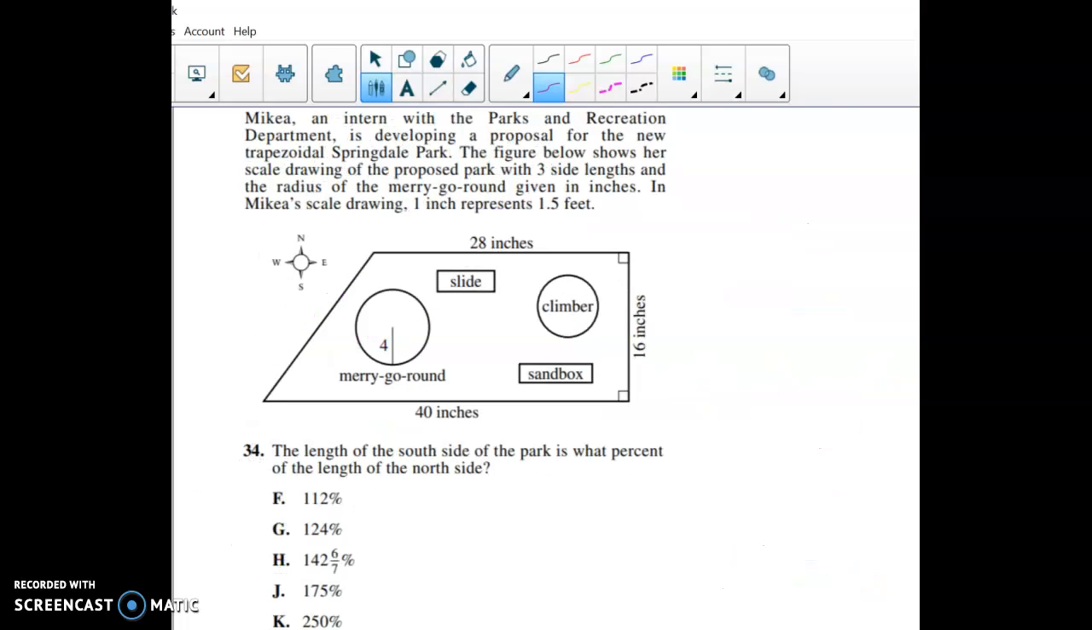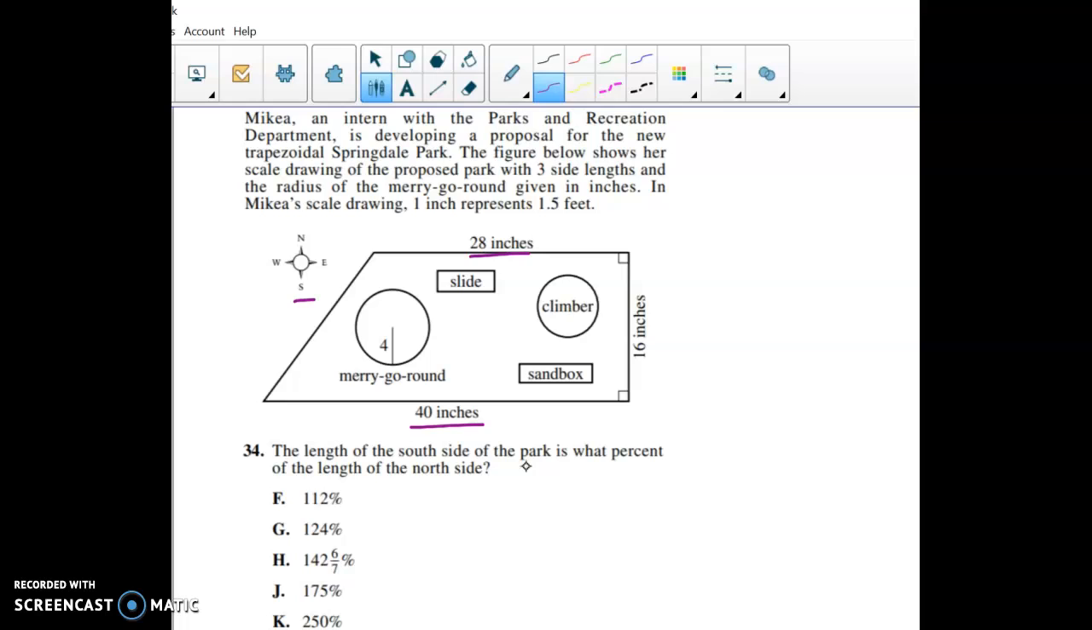Okay, one more kind of a different question here. I've always got to read and interpret it. So it says the length of the south side of the park, so that would be down here, that'd be south, is what percent of the length of the north? Okay, so you can see it's over 100% because it's longer here. So pause the video and see if you can make sense of this.